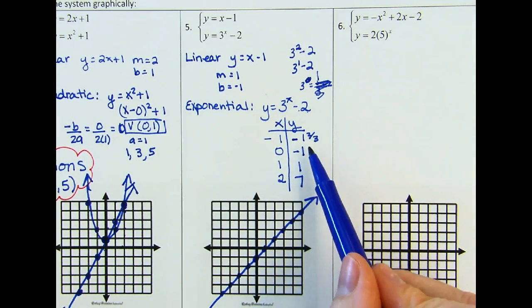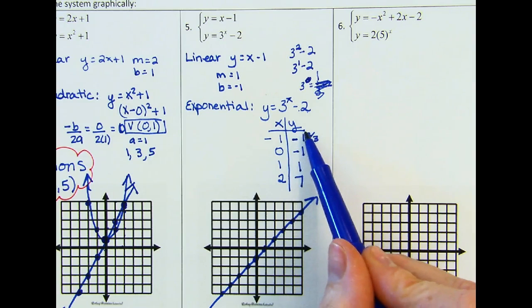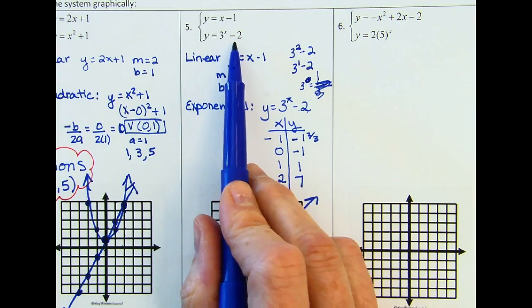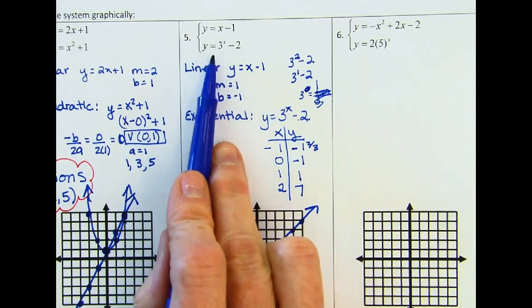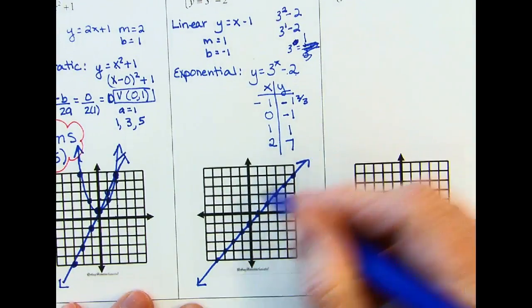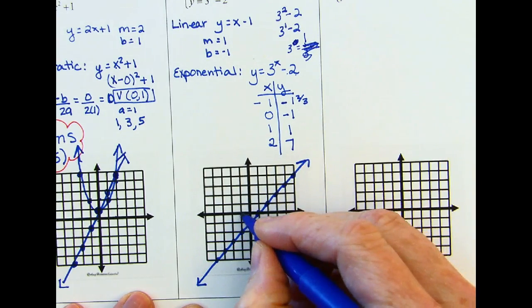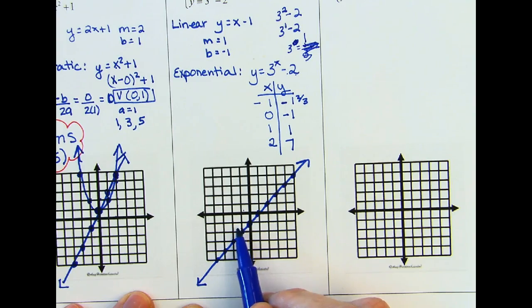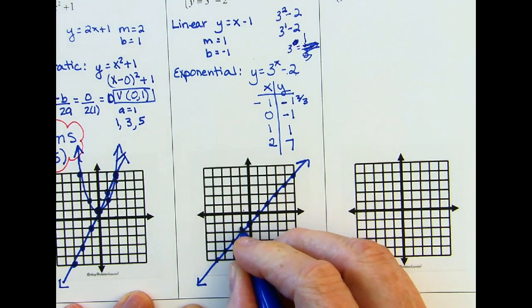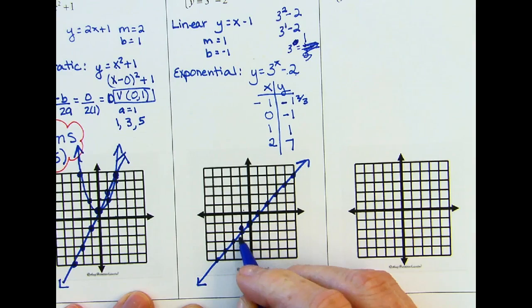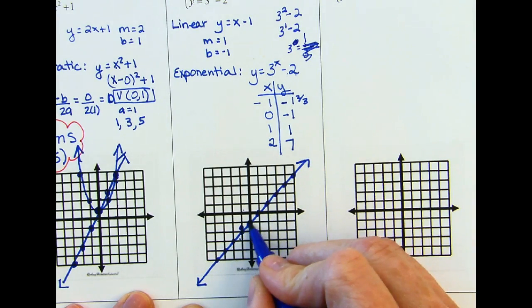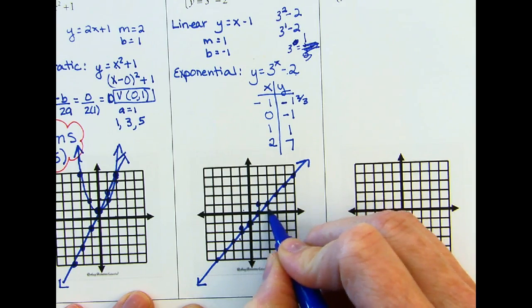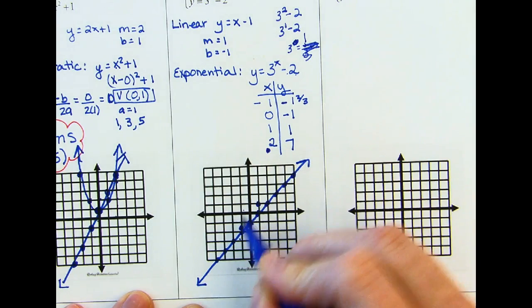So you can see here it's growing, but it's going slow, and the minus 2 is going to shift the graph down 2. So we have growth with a shift. So now I go to negative 1, negative 1 2/3. So it's right here just above that 1 point. I have a 0, negative 1, which is a lattice point. I have a 1, 1, and I have a 2, 7, which runs off the graph.